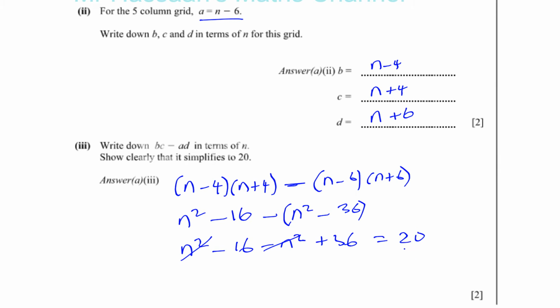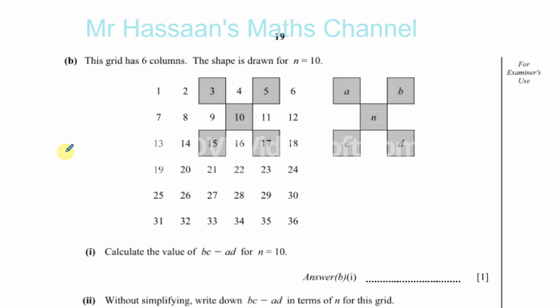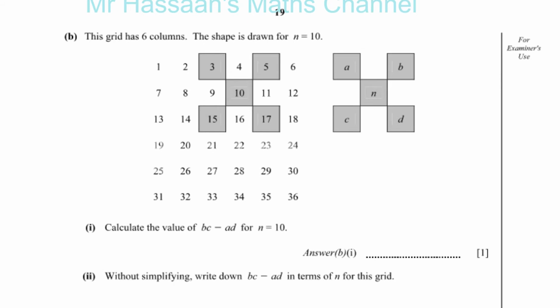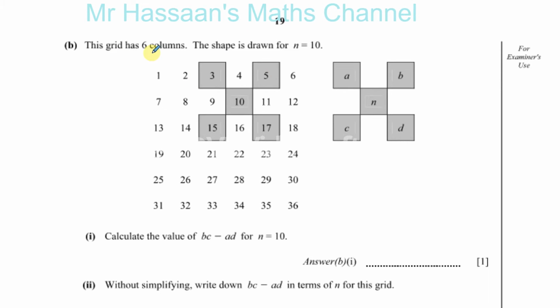Okay, now for part B, that was part A finished. Now part B. It says this grid has 6 columns. So you go 1, 2, 3, 4, 5, 6. It starts from 7 in the next row. So there's 6 columns. And the shape is drawn for n equals 10, where 10 is in the middle of these numbers. So calculate the value of BC minus AD for n equals 10. So remember, B is this number here, and C is this number, A is that number, and D is that number.